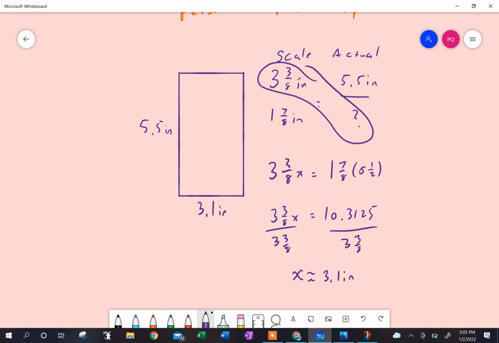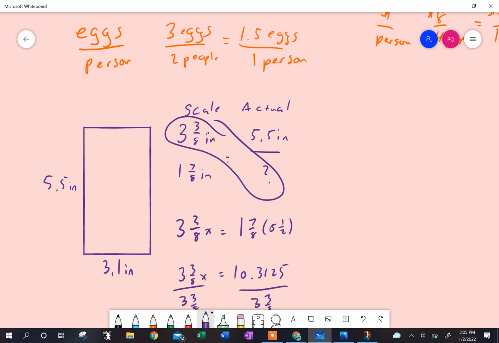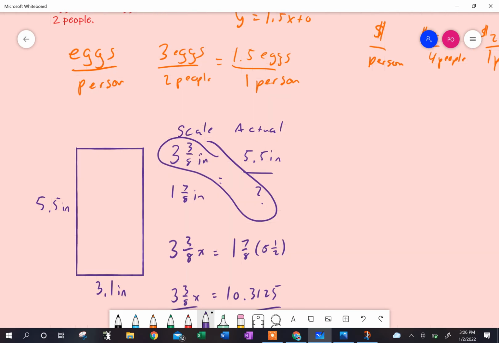And that would make sense from our picture. All right, so once again, what you have to do is take the actual scale. The scale gives you two of the values. And then you use the picture to find the last value.